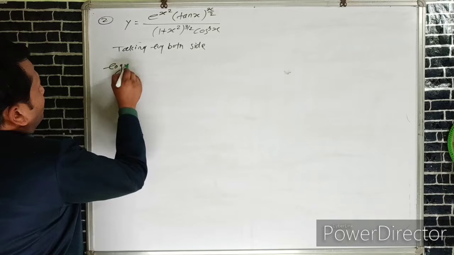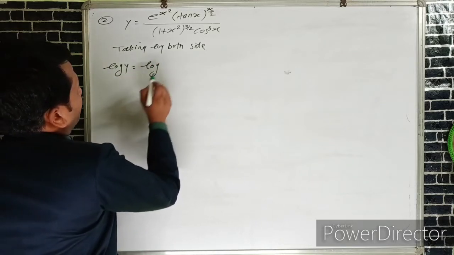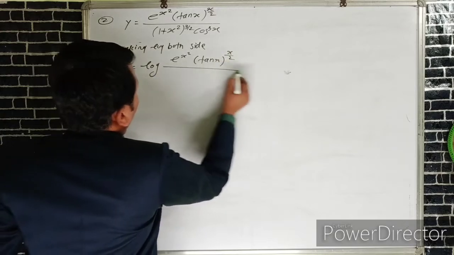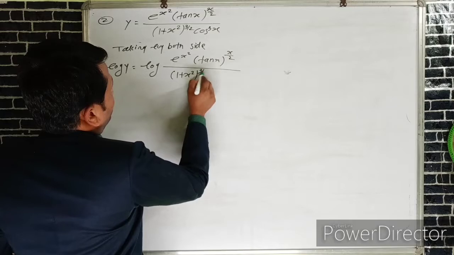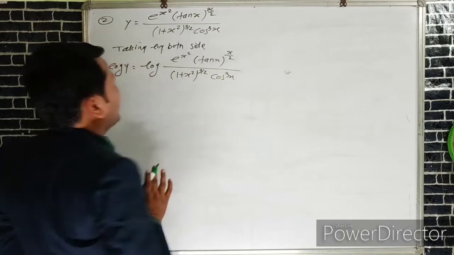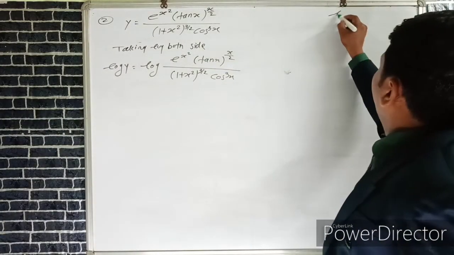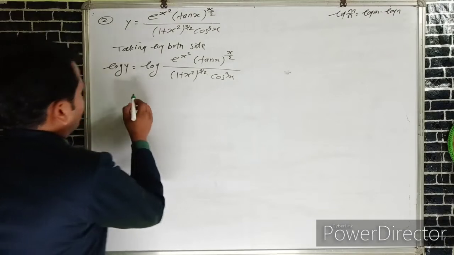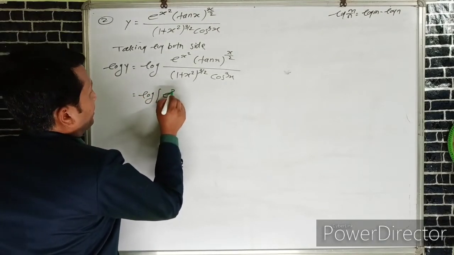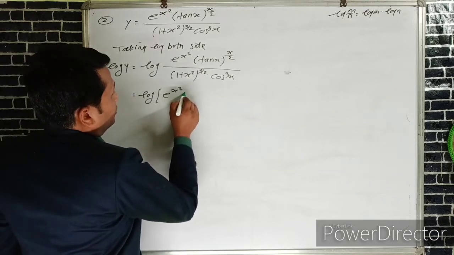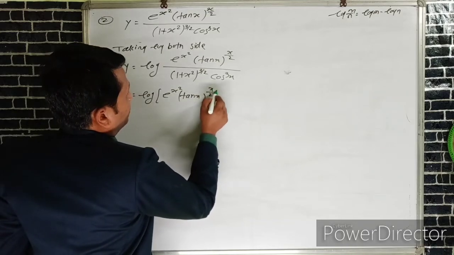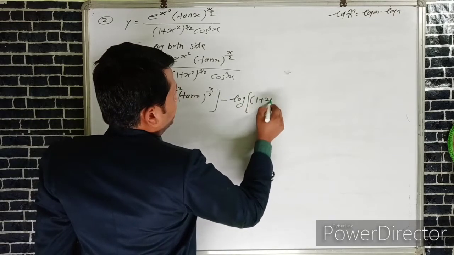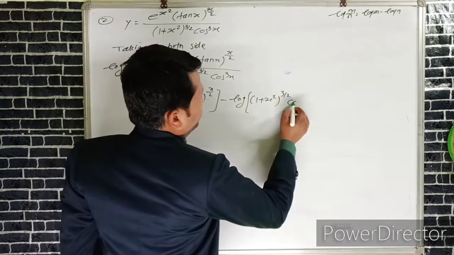y becomes log y. Here the given function is log of e to the power x square into tan of x whole raised to the power x by 2 upon 1 plus x square whole raised to the power 3 by 2 into cos cube x. If we apply here log of m upon n, which is log m minus log n, by applying this we can write log of e to the power x square into tan of x whole raised to the power x by 2 minus, again log n is log of 1 plus x square whole raised to the power 3 by 2 into cos cube x.